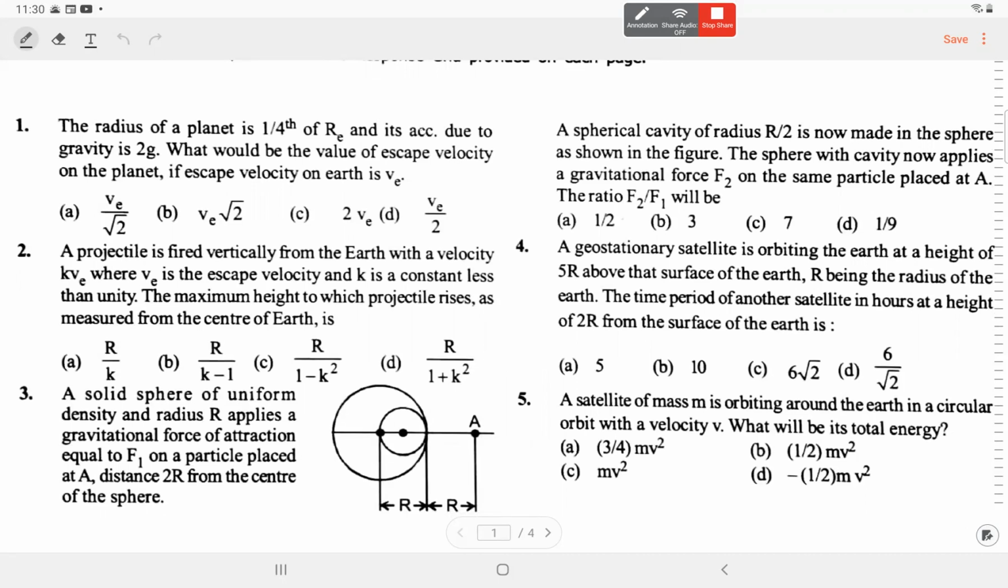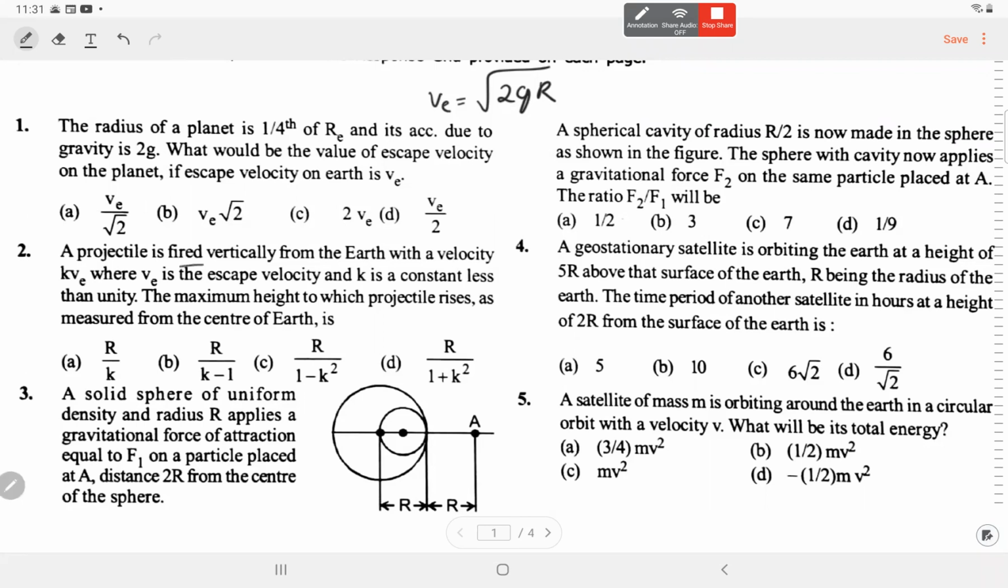The formula for escape velocity is root of 2gR. So g becomes 2g and R becomes 1/4. So escape velocity becomes 1/√2 times, right?